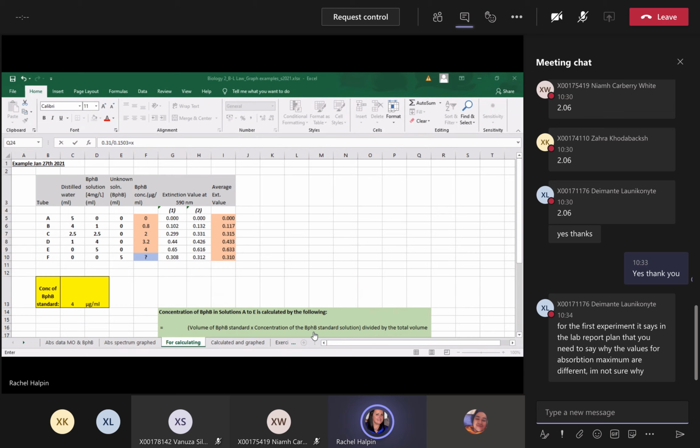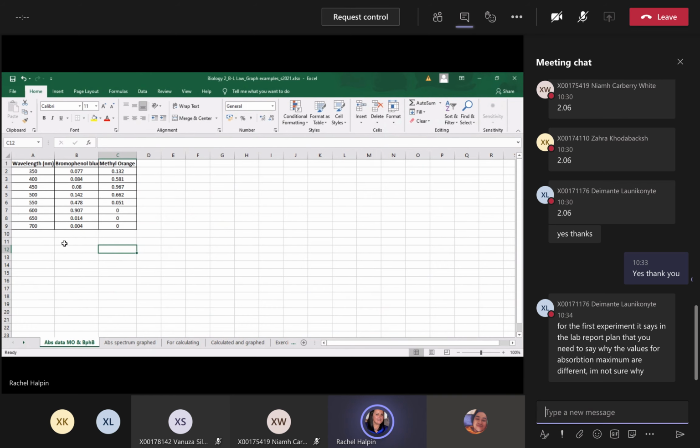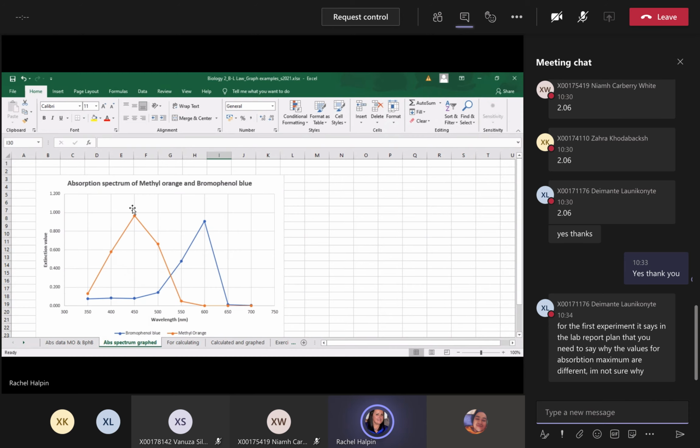Yeah, that's for the curve where you're comparing the two dyes, the bromophenol blue and the methyl orange. This is the data that's being referred to. There'll be an absorption maximum, and you'll get a kind of bell-shaped curve. So you need to say why the values are different. That's because they're two completely different colours, and there will be an explanation for that in your manual.